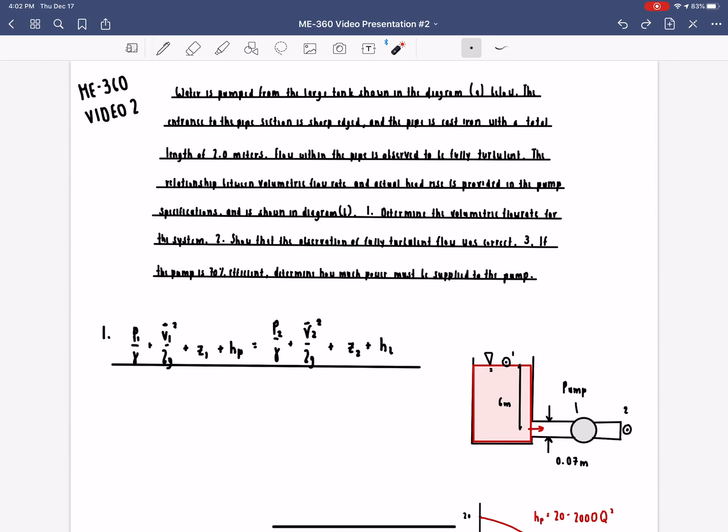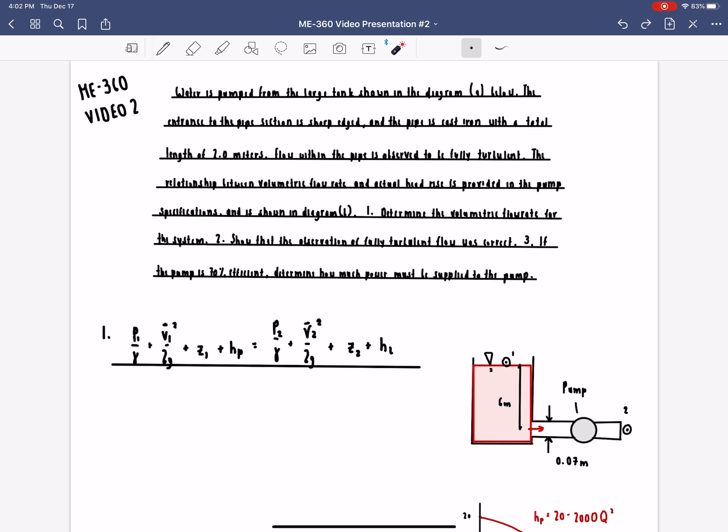So I've already gone ahead and written out the problem statement as well as the corresponding images to the problem. The problem statement reads: water is pumped from the large tank shown in the diagram below. The entrance to the pipe section is sharp-edged and the pipe is cast iron with a total length of 2 meters. Flow within the pipe is observed to be fully turbulent.